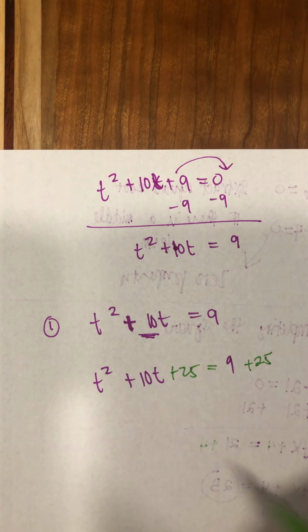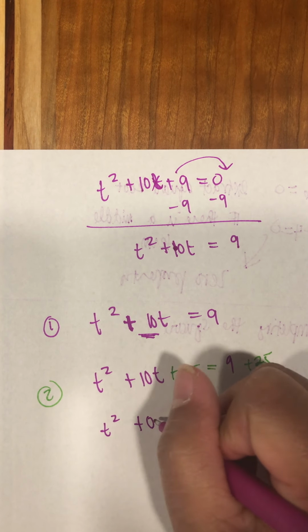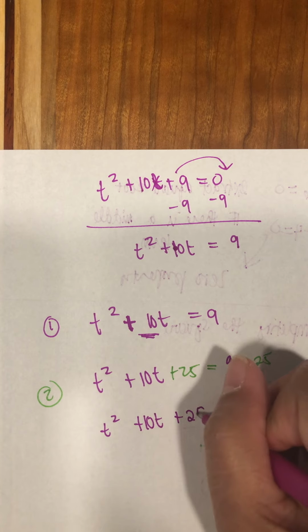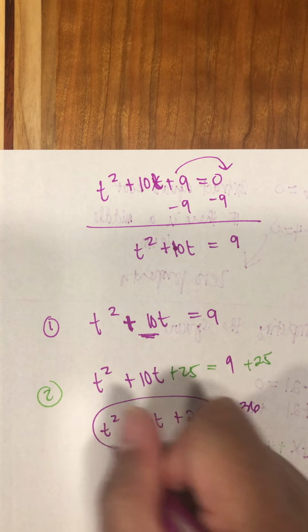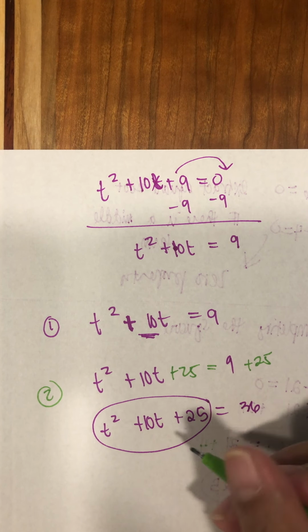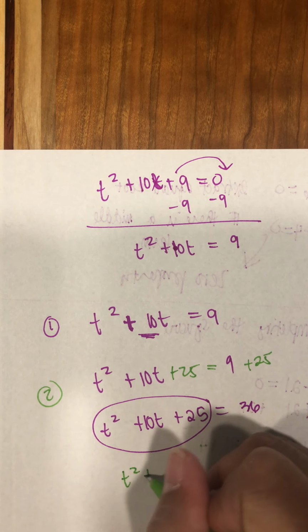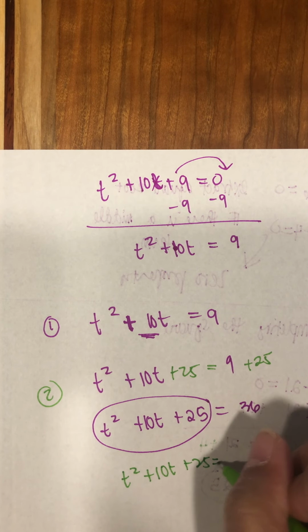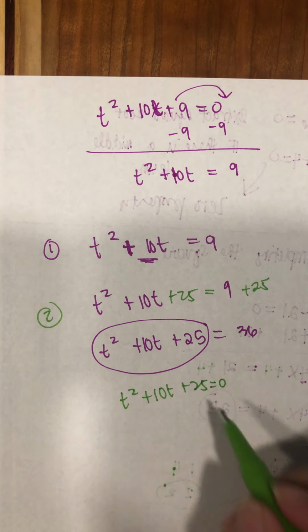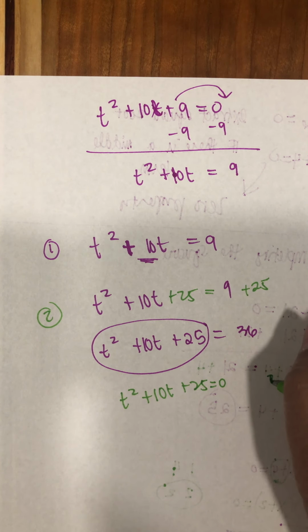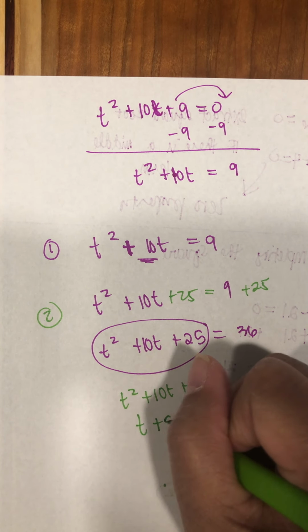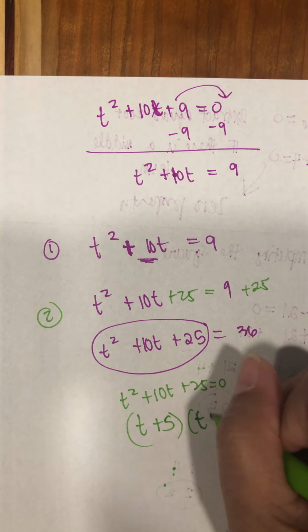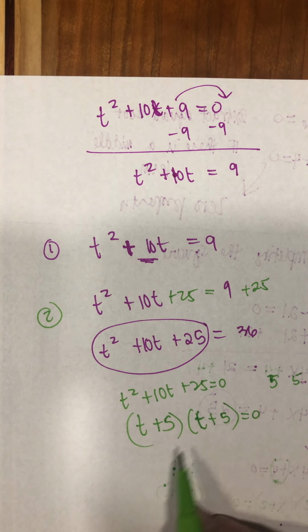That's step 2. Now let's simplify this. t squared plus 10t plus 25 equals 36. Now we treat this as its own. So this is t squared plus 10t plus 25. Let's equate that to 0 first. So what are the factors of 25? I'm going to go straight to the answer key. So 5 and 5. Now that becomes t plus 5 times t plus 5 is equal to 0. So these are just the same.